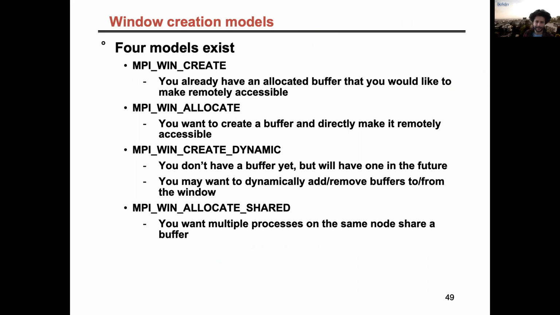And there's MPI create dynamic, which is like MPI create, but you haven't allocated the buffer. You'll just do it later. This way you can dynamically add and remove buffers from the window. It comes in handy because you just MPI win create once and keep detaching and attaching buffers later.